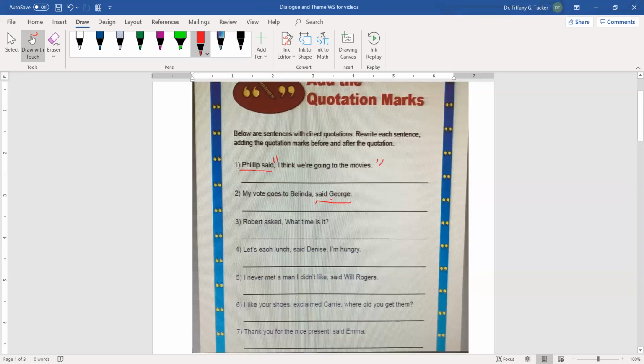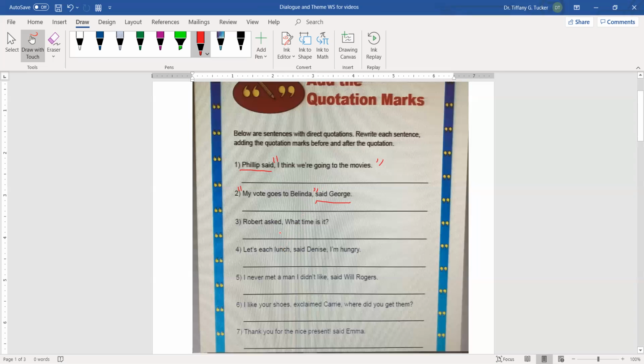So what did George say? What words came out of his mouth? My vote goes to Belinda. So this is my dialogue. This is where I'm going to put those quotation marks. So we put them in front of the dialogue. And again, there's that comma that separates the dialogue from the speech tag. We're going to put those quotation marks behind that comma.